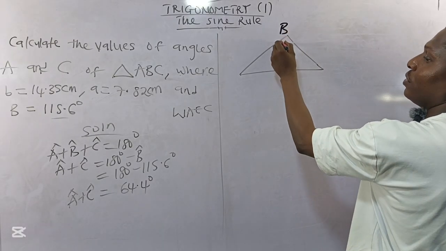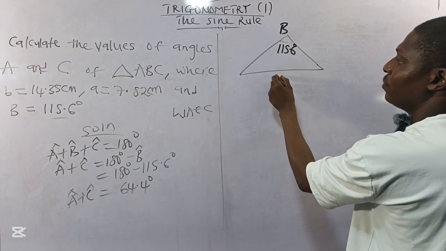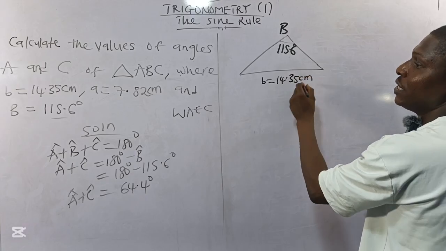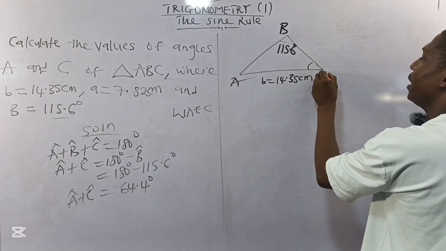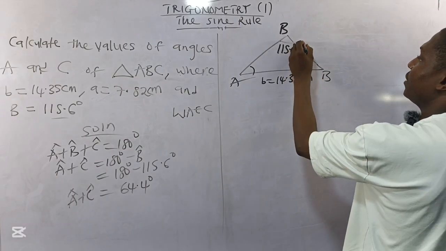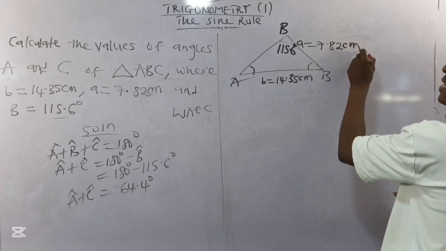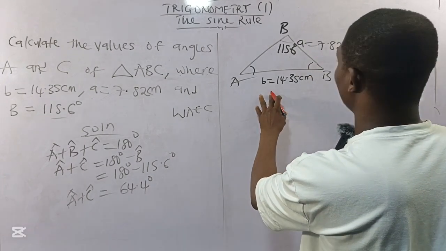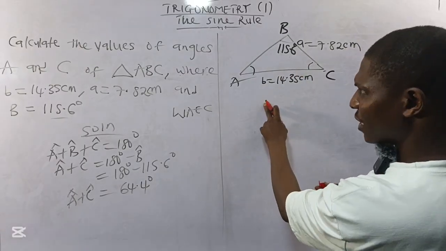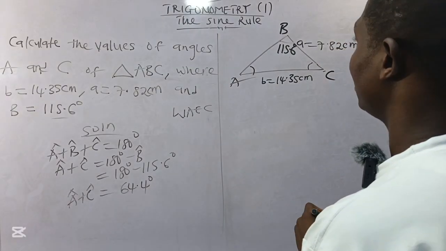Now, we have B here, 115.6 degrees. Is small letter b given? Yes. This small letter b, remember, is 14.35 cm. I can take this as my A and this as my B. Now, small letter a is this side and is equal to 7.82 cm. Small letter b becomes c. I've put my A here and my small letter c, is it given? Small letter c is not given.